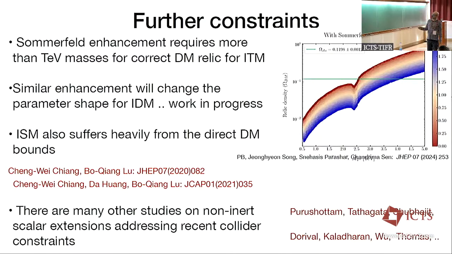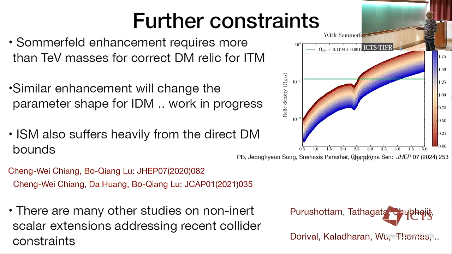There are many studies like this, the Cheng-Wei Chiang group in the inert singlet. They also address this direct dark matter constraint issue. In one of these papers, I don't know which one, they also observed this S goes to S star symmetric case where they can evade the bound. So this is quite interesting.